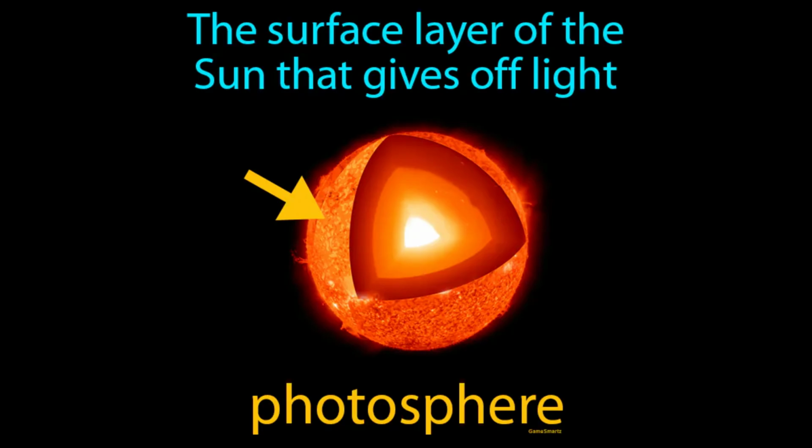The surface layer of the sun that gives off light. Photosphere. The photosphere is the part of the sun we see that emits the sunlight that reaches Earth.